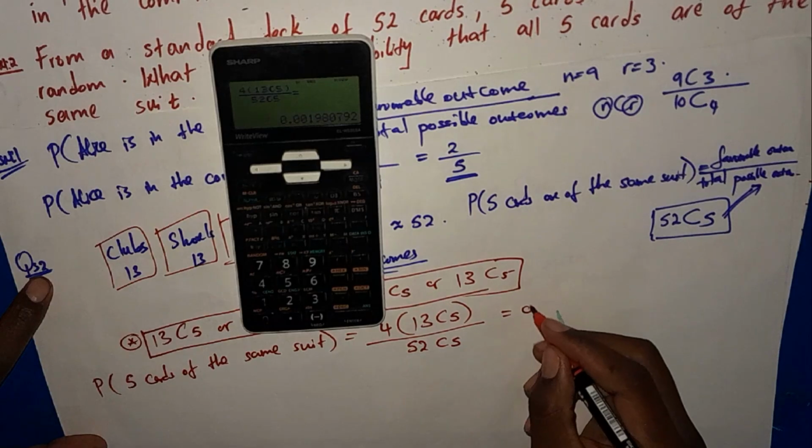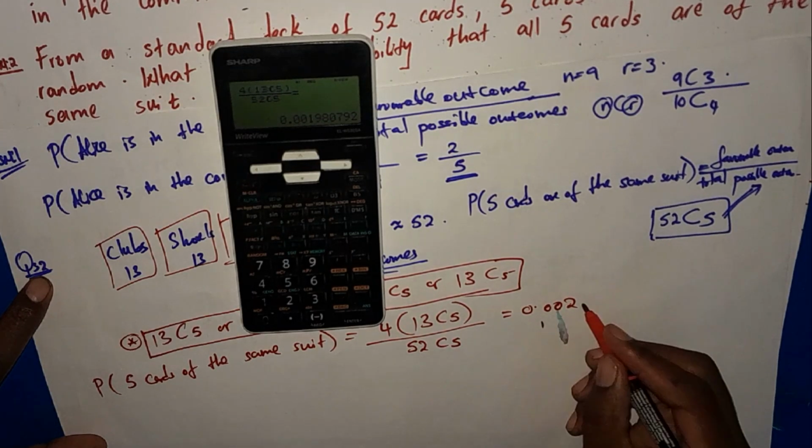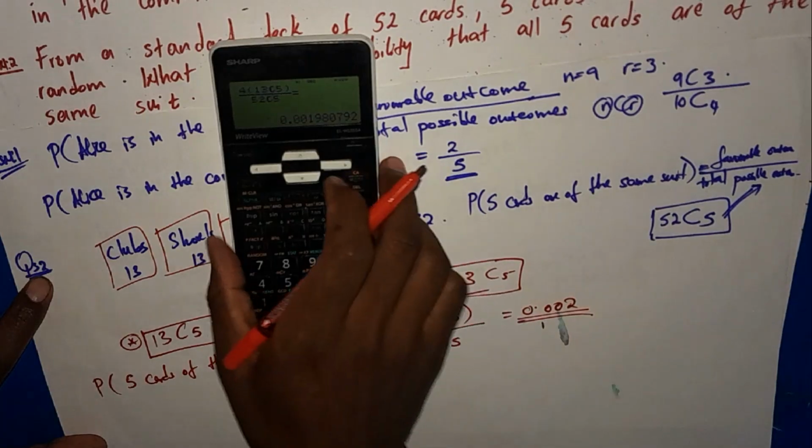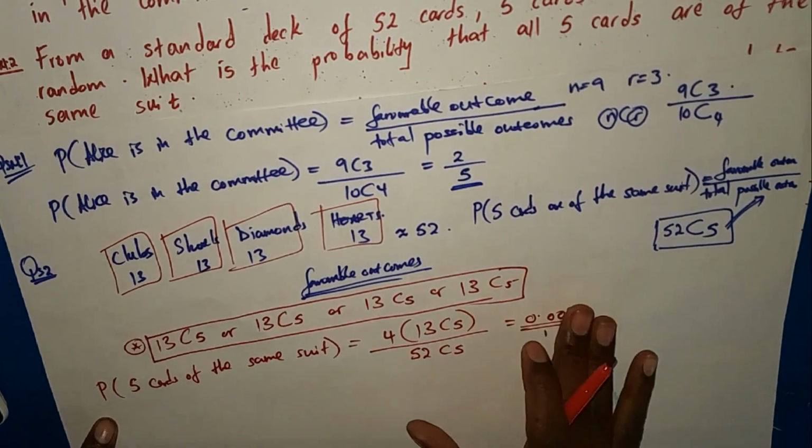This is equal to 0.002. So this is the probability that 5 cards are of the same suit.